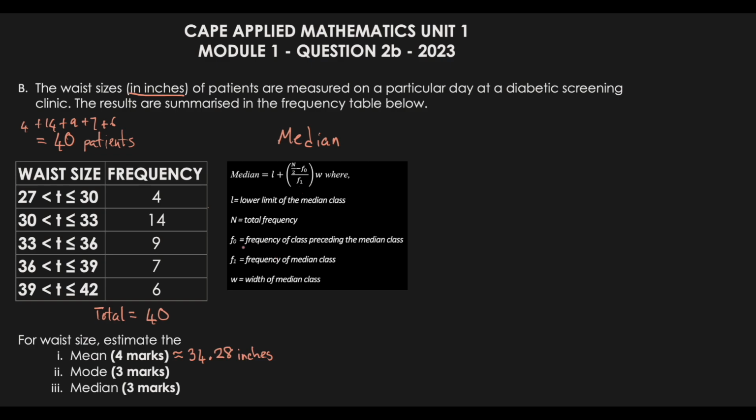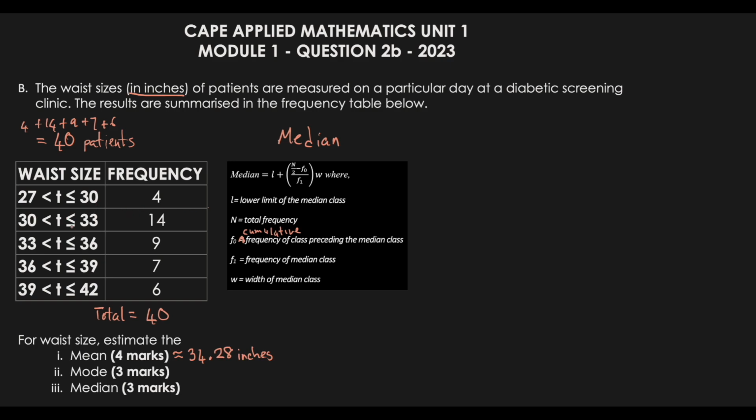The next thing I would say is that in terms of the frequency of class preceding the median class, this is something that should actually be the cumulative frequency. That would be nice for them to update, but this would be the cumulative frequency of the classes, meaning the class that comes before the median class. It would have been nice if this had cumulative frequency here.